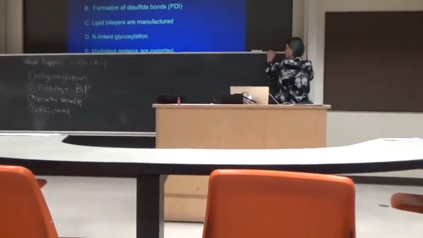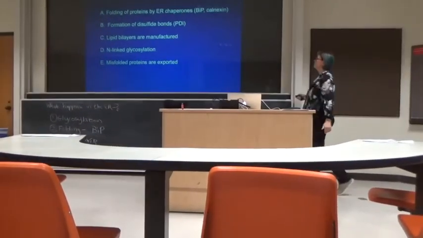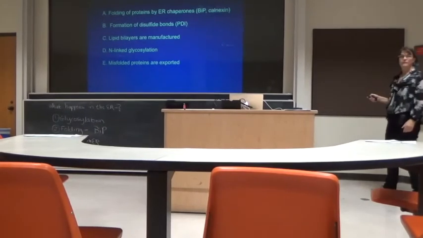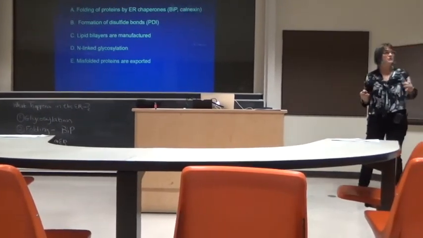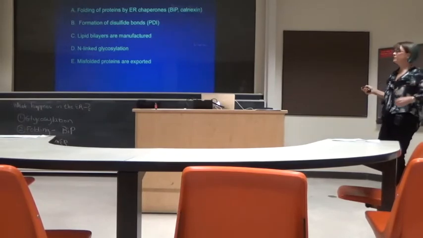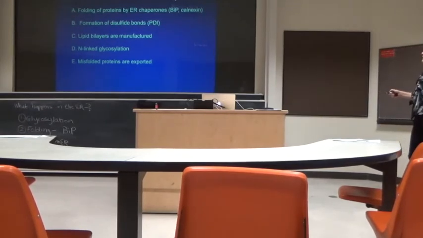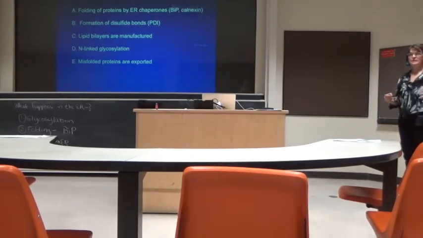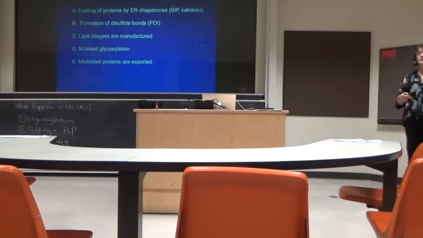So you mentioned folding of proteins by ER chaperones. BiP is one of them. There's another one called calnexin. That's just to say that there are a bunch of them. Both BiP and calnexin are soluble proteins in the ER, meaning they are not attached to a membrane but are floating in the aqueous environment of the ER lumen.